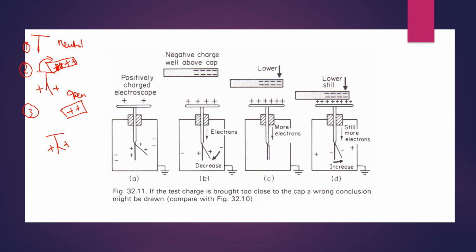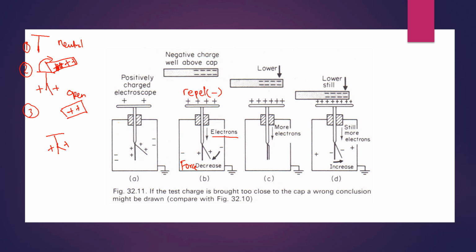Then what will happen? Okay, so in this case, of course, the negatively charged object will repel the electrons inside the electroscope, repelling them to the further side. So the electrons will go down. What is the effect? The electrons will neutralize some positive charge in the leaf. So you can see that the force will decrease because the charge is reduced in the leaf. So that's why the leaf closes.